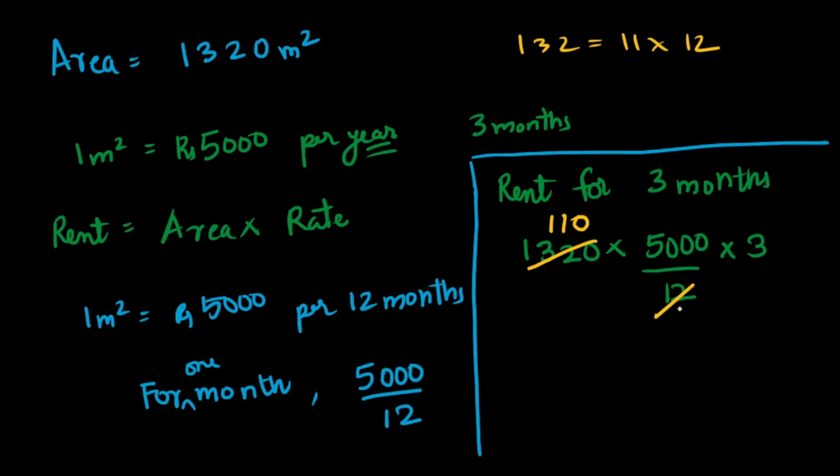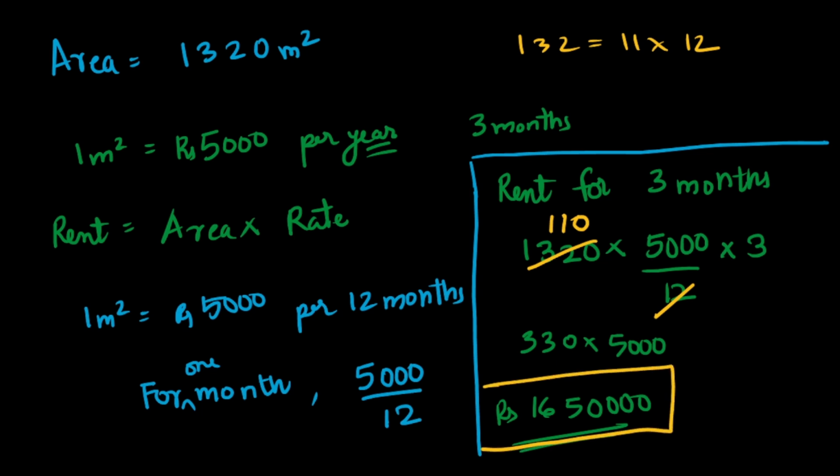So we have written 0 into 5000 into 3, right? So we have 33, 330 into 5000. When you multiply 33 into 5, you will get 165. Then you have 4 zeros, 1, 2, 3, 4. Written 4 zeros here. This much rupees they have to pay for the rent. I hope this question is clear. Okay, now I'll move on to the next question.